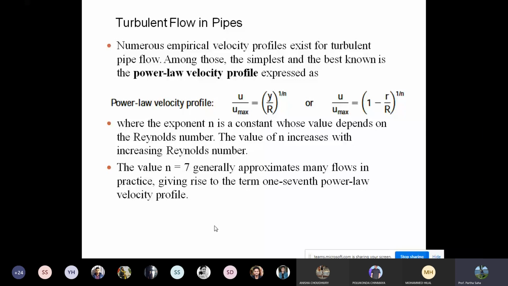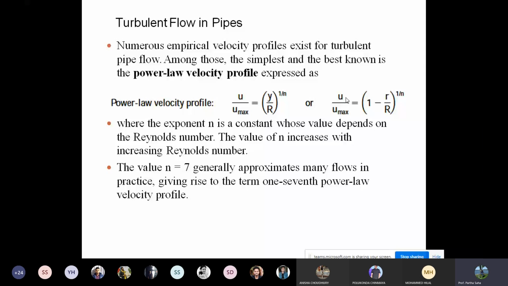People have seen that a power law velocity profile is a better fit for turbulent flow. That is why it is known as a power law profile, and it is given by u by u max equal to y by R to the power 1 by n, or it can be given by u by u max equal to 1 minus r by R, to the power 1 by n, because y is nothing but, if you remember, capital R minus small r, that is the radius minus the distance traversed in the radial direction.